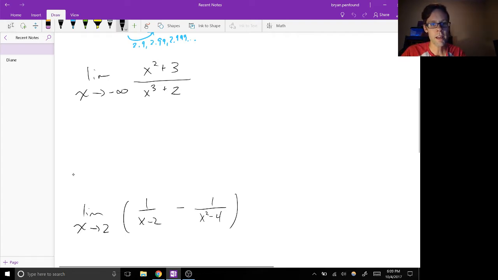Okay, so next up, let's look at a limit as x is tending towards infinity. So we're going to look at a limit as x is getting really, really big, or in this case, really, really big and negative. The standard method of attack when x is tending towards either positive or negative infinity is to divide every term by the highest power of x in the denominator. The highest power of x in the denominator here is x to the 3.